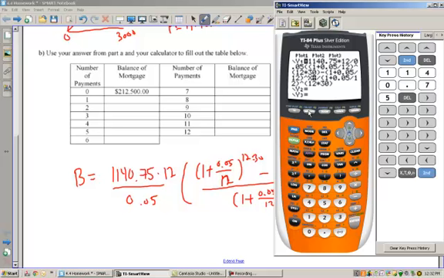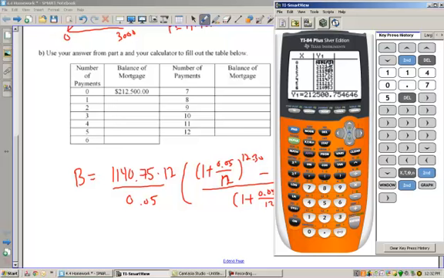I can make sure my table's set up right by hitting second window, and it's set to start at 0. That's good, and it changes by 1. And then hit second graph, and it should start at basically 212,500. Now it's a little high. The reason it's a little bit higher than it should be is because I rounded that payment. So it's actually okay.